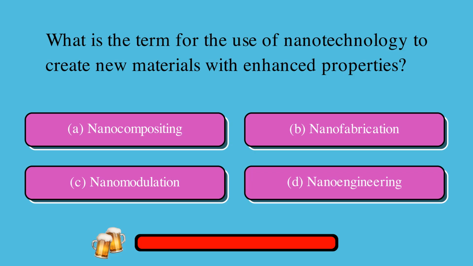What is the term for the use of nanotechnology to create new materials with enhanced properties? Is it A. Nanocompositing, or B. Nanofabrication, or C. Nanomodulation, or D. Nanoengineering? The correct answer is B. Nanofabrication.